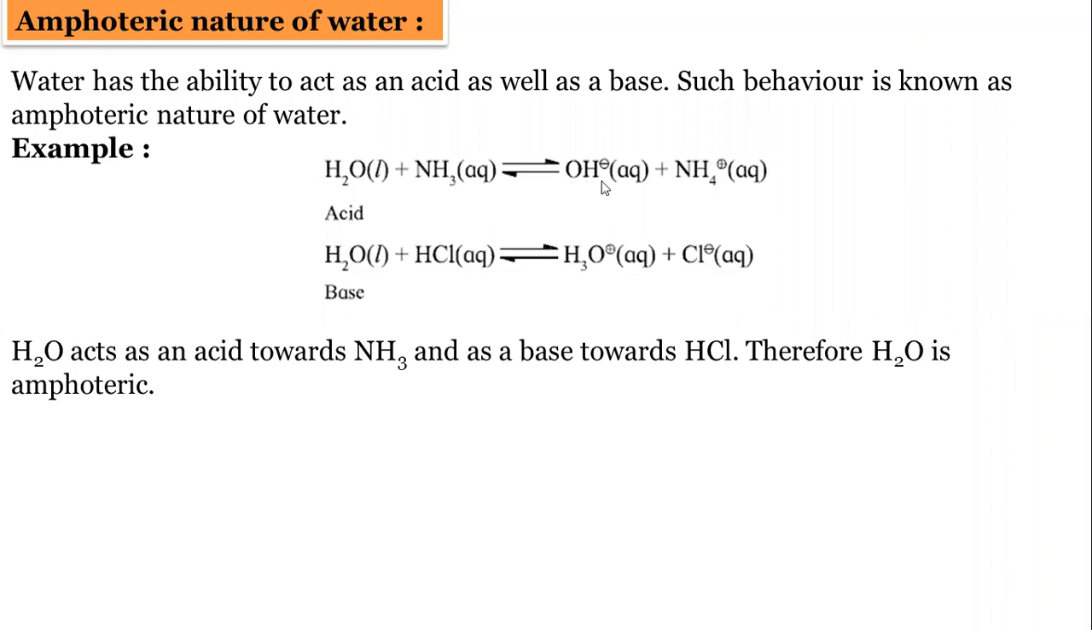See the equilibrium carefully. When H2O and ammonia are mixed together, H2O acts as an acid. When H2O and HCl are mixed together, H2O acts as a base. So from the examination point of view, they can ask the question, why is water amphoteric in nature. So we have to show these acid and base equilibriums.